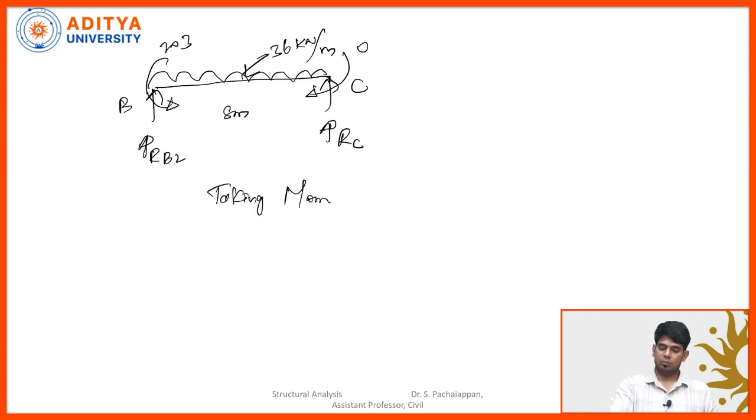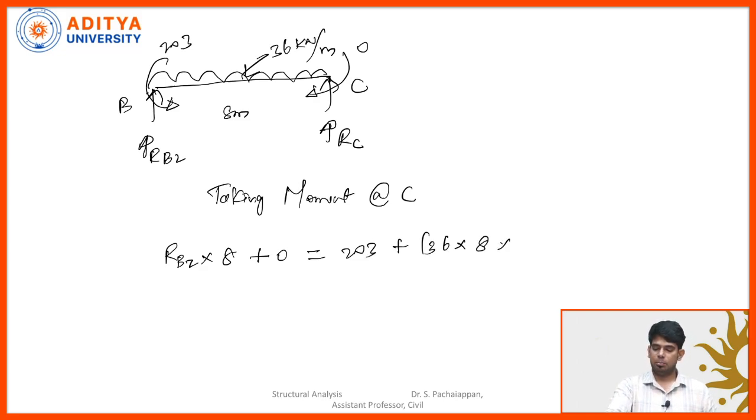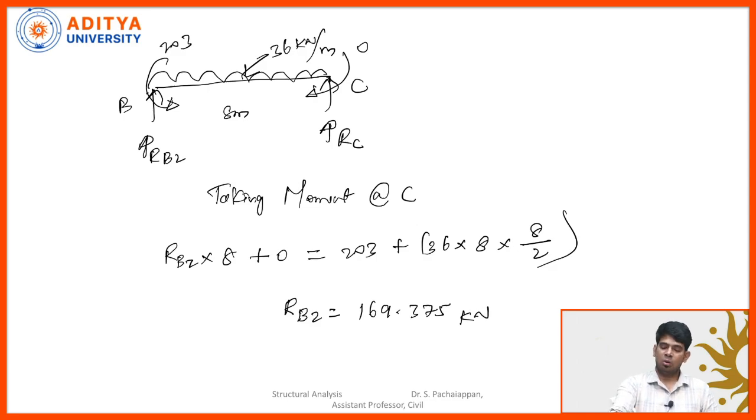Again I am taking moment at the point C. So, I can say this is RB2 multiplied by 8 in a clockwise direction, plus 0 in a clockwise direction, 203 is anti-clockwise, plus 36 multiplied by 8 multiplied by 8 by 2 is anti-clockwise. So, these are the moments. Now RB2 equal to, I am getting 169.375 kilonewton. Now, what I have to do?